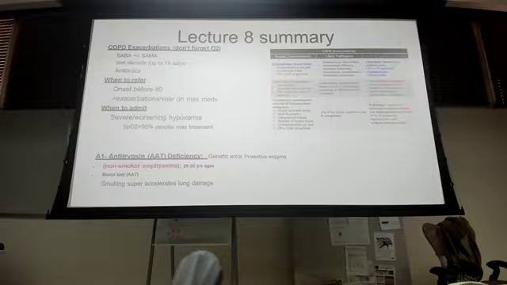When to refer, so onset before 40, what else could that be? Yeah, AATD or AAT, alpha-1 antitrypsin deficiency. And then despite your treatment, you're on maximum meds and they're still having exacerbations, they need to go to pulmonology.